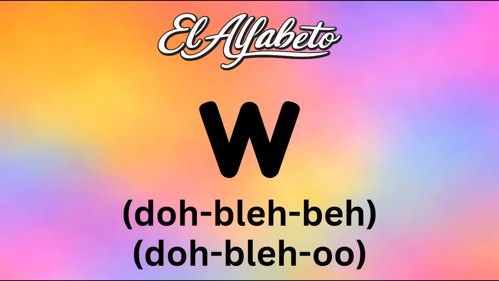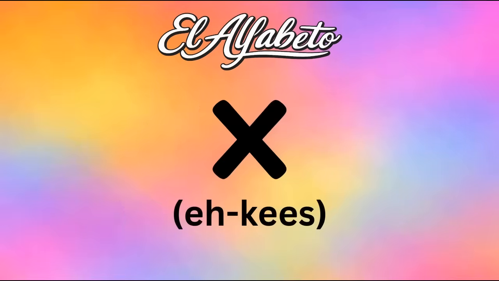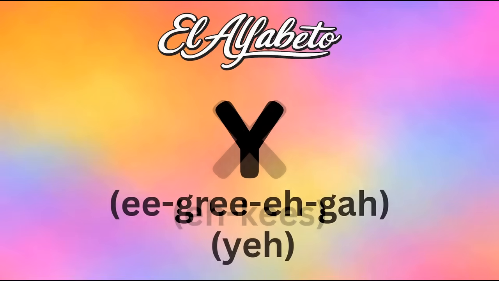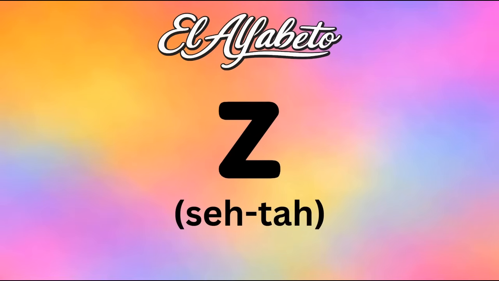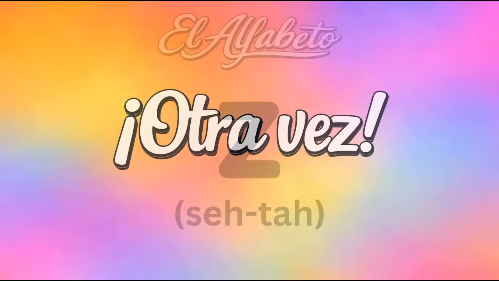Doble B. You may also hear doble U. X, Y. You may also hear Y. And finally, zeta. Now, let's go through the letters again.